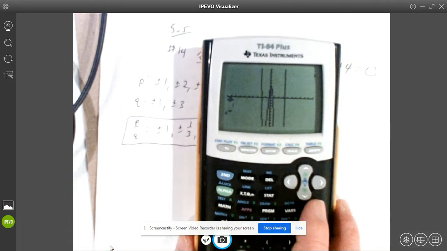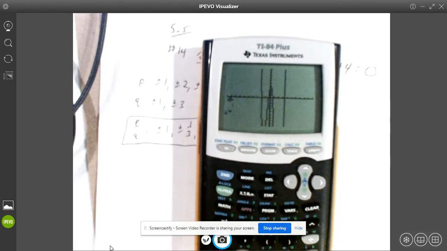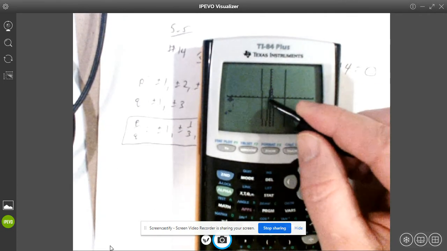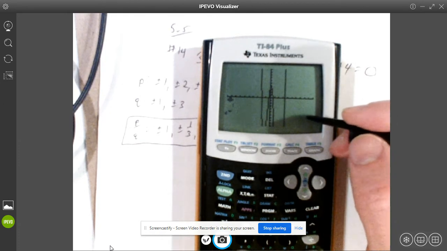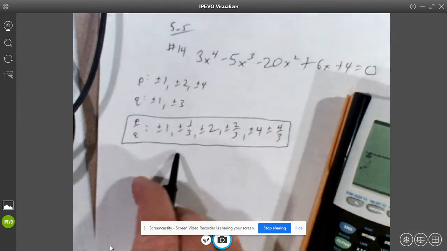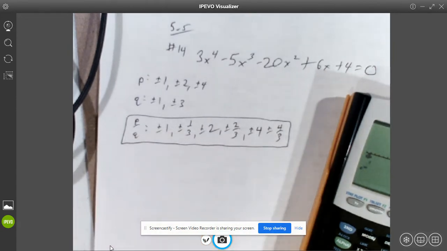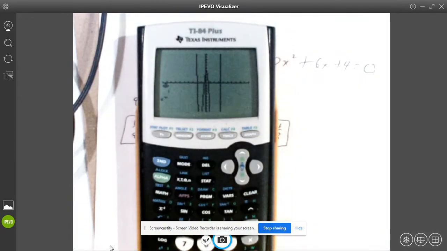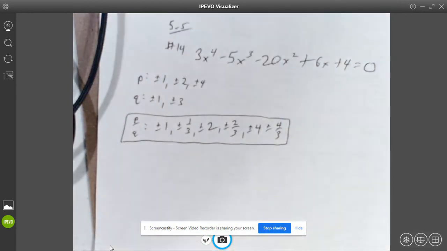All right, so yeah, quartics typically look almost like a W, or if it's flipped upside down, it could be an M. But I want to look again at all these places where it crosses the x-axis. The tick marks are a little bit hard to see, but again, I know here are my possibilities. So as I start looking at this, let me get a little closer look at it.